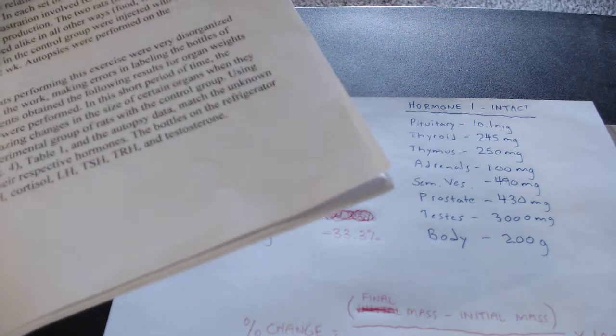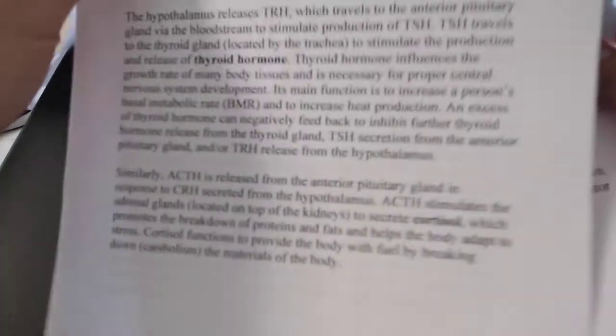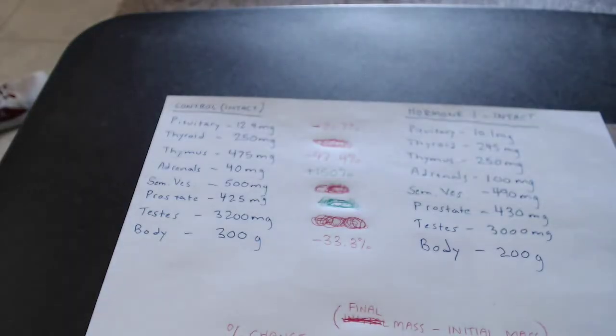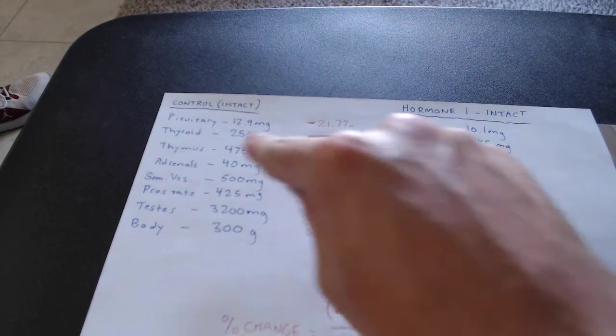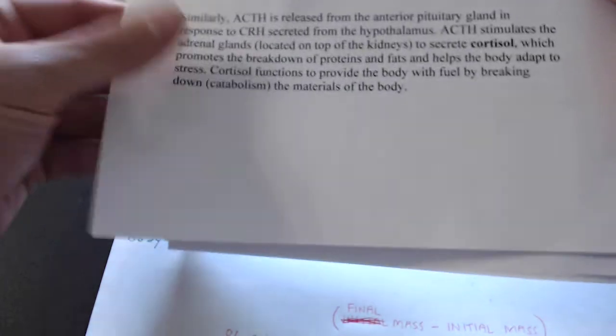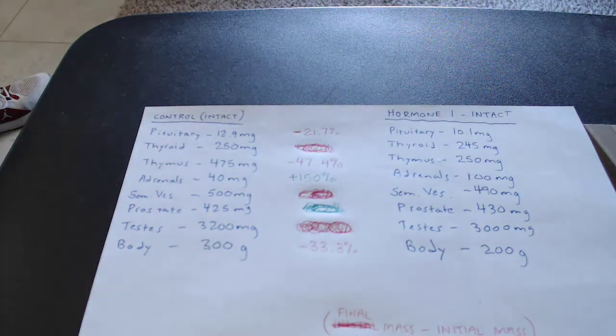So for some of this, you may have to go back and read some of the background information that you find throughout your packet. In particular, if you want a hint to get you started, look at the thymus right here. The thymus shrunk by almost 50%. Well, the thymus is not an endocrine tissue. It is actually an immune tissue. So somewhere in here, there is information about a hormone that has immunosuppressive function. You may want to find that page for a little hint on what kind of hormone would cause that to happen.